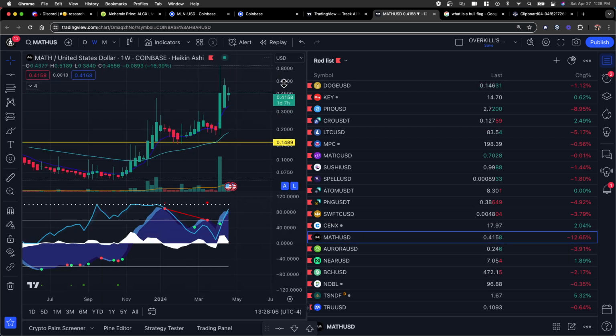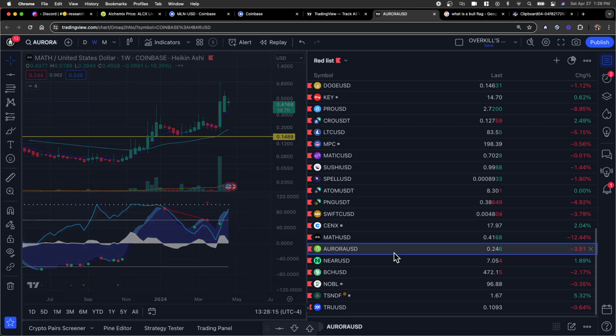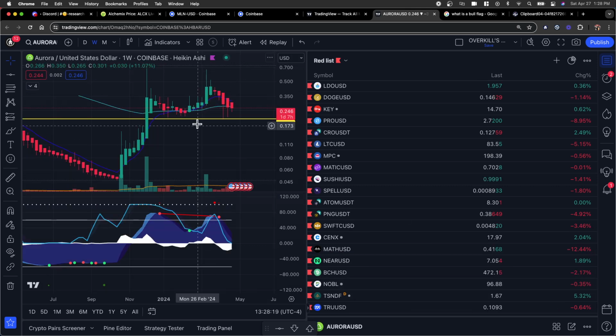Here's Math finally getting close to the top there. Nice trade on this. Tim Tebow called this one out. That was a 400% trade up from 17 all the way up to 87. Beautiful trade there. We got Aurora, not looking bad here as well. I'm looking to buy this one as well. 20 cents is the stop loss on Aurora. Stochastics on the floor. We're sitting right on the 50.